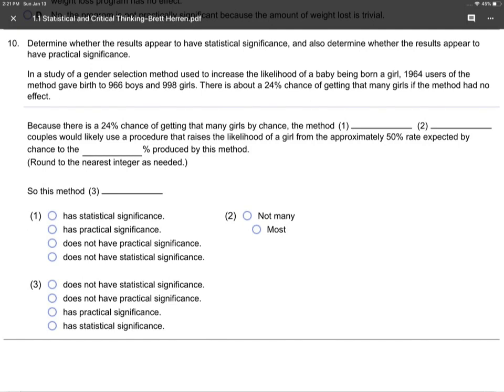Let me write that a little bigger for you. So 966 boys and 998 girls. There's about a 24% chance of getting that many girls if the method had no effect. So what does that mean? Let's go on down. They want you to fill in words.